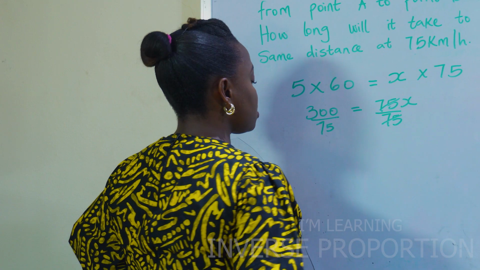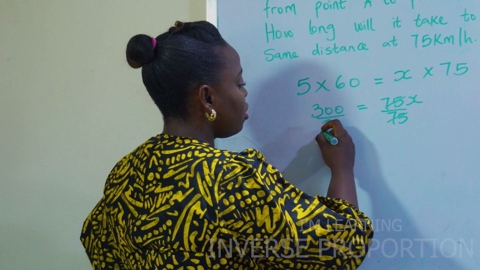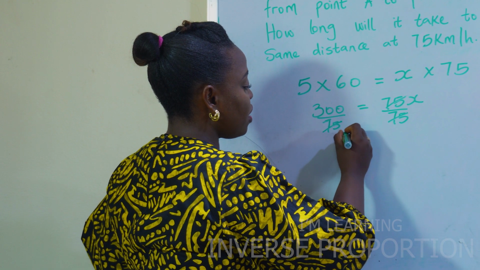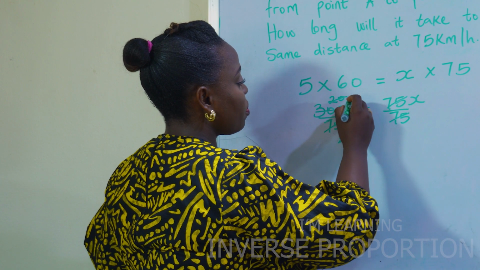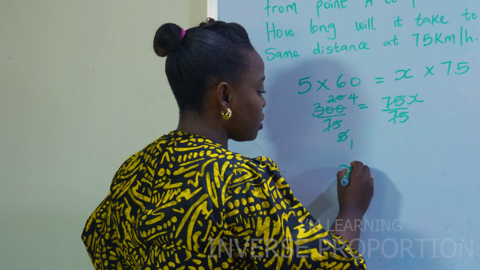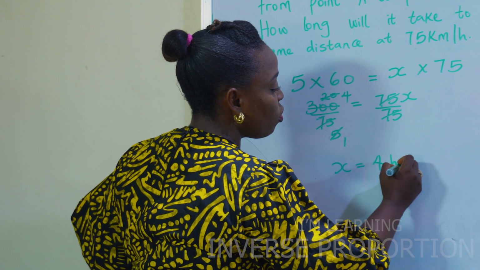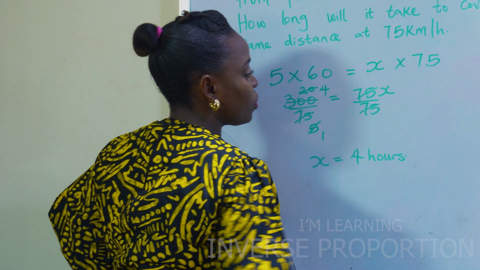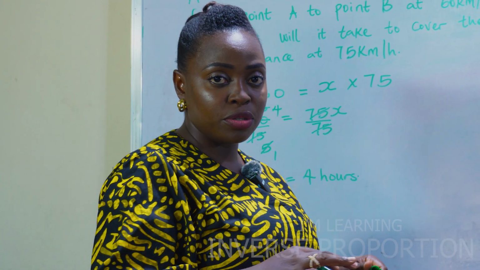This will cross out this. Now let's divide using 15. 15 in 75 is 5. 15 here is 20. 5 will go here 1 time, 5 will go here 4 times. That means my x is equal to 4. So it would take it 4 hours. Now let's look at the second method.